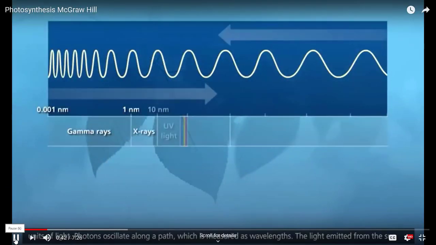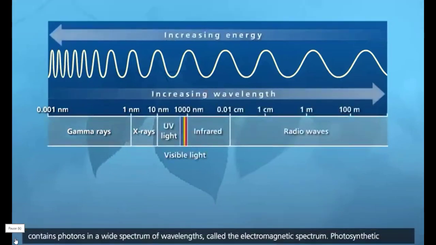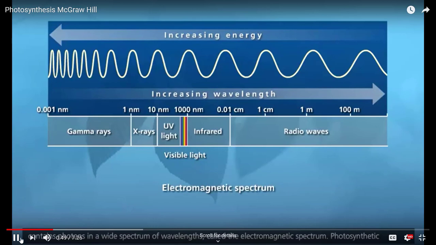The light emitted from the sun contains photons in a wide spectrum of wavelengths called the electromagnetic spectrum. So part of that spectrum contains visible light that we can see and other light that we can't see. So this little tiny Roy G. Biv, right? Everybody remembers that? You know, I didn't learn that until like my senior year in high school. Someone saying, Roy G. Biv, what does that mean? No one's ever taught me that. Colors of the rainbow, right? Red, orange, yellow, green, blue, indigo, and violet. That's visible light. It's pretty narrow, right? Of the whole electromagnetic spectrum, this is the part that we can see.